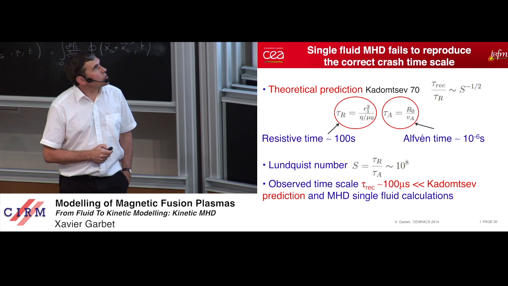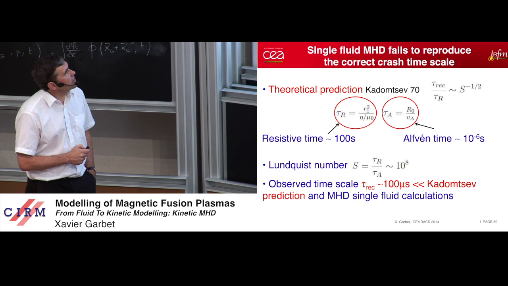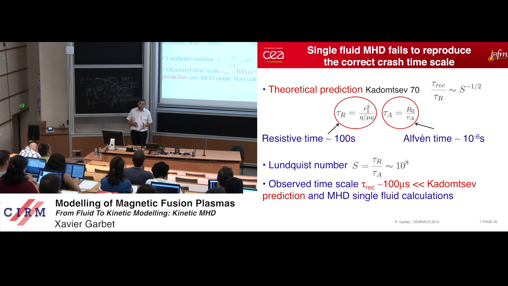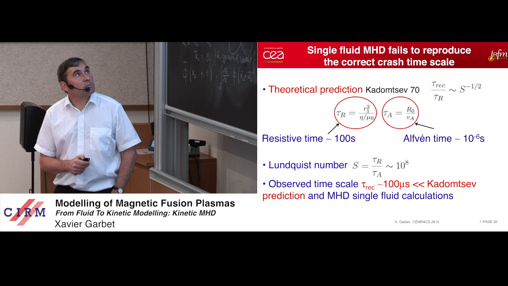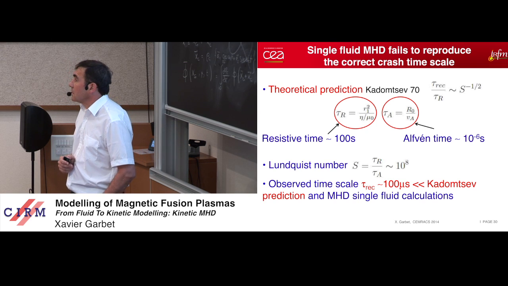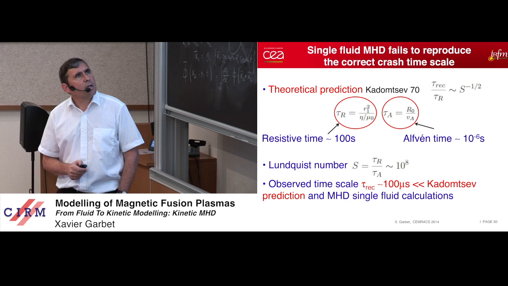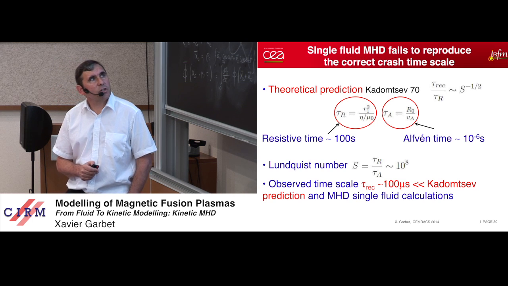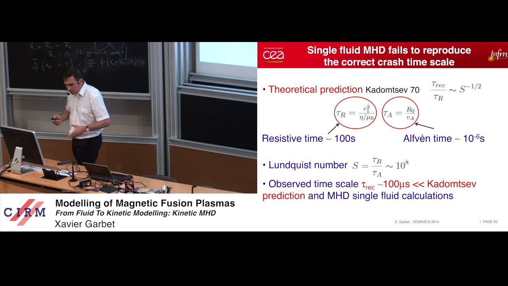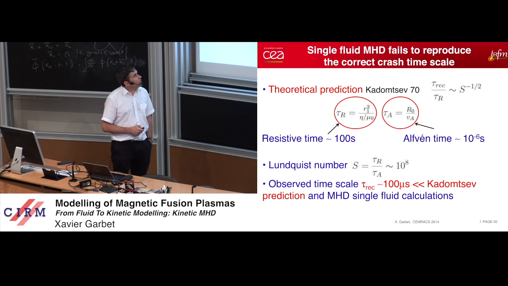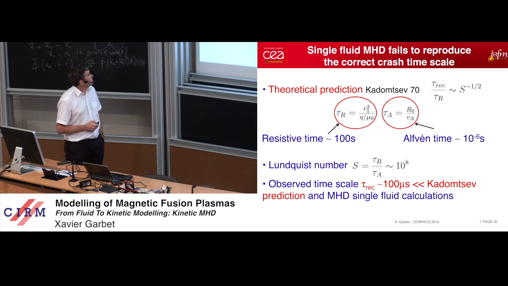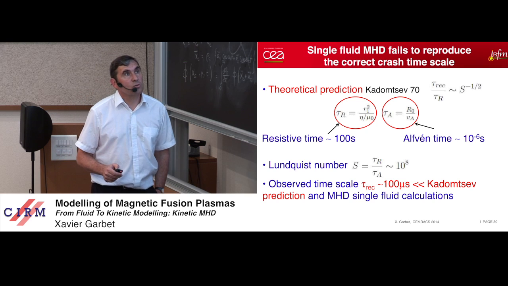Just to give order of magnitude, the resistive time scale is the time you will need to reorganize your field over a length, which is the length of the q equals 1 surface, divided by the magnetic diffusion coefficient. This is 100 seconds, something like that, in ITER, or in JET, sorry. And the Alfvén time is the ratio of the major radius of your tokamak divided by the Alfvén speed, and this is around 10 to the minus 6 seconds. I think it's close to the number that Jim gave you some time ago. The Lundquist number is a dimensionless number, the ratio of those two times, right? It's huge, 10 to the 8.